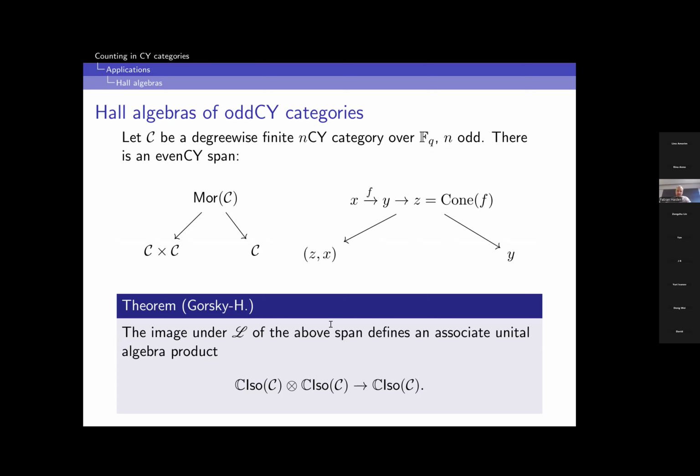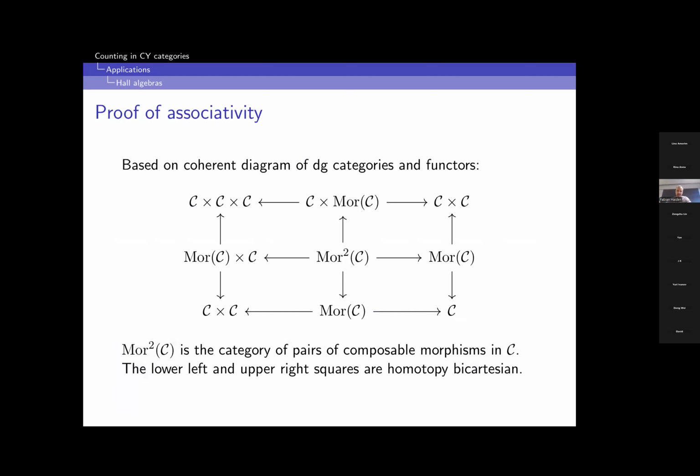And, well, we want that to be an algebra, so we want it to be associative. And associativity follows exactly from this functoriality under composition of spans. So there's a bit of a diagram here about the proof. So this is kind of how you prove universally that the Hall algebra is associative.